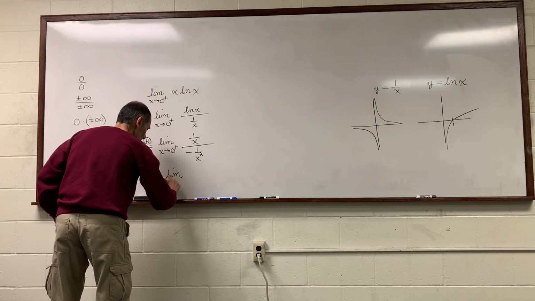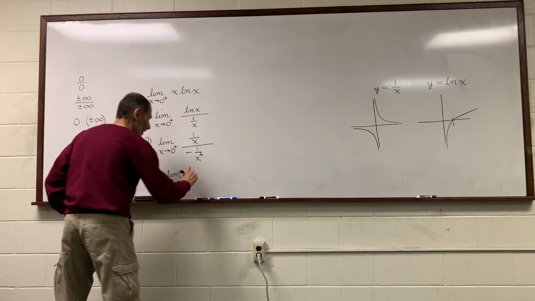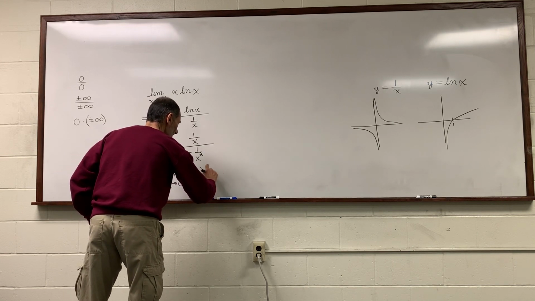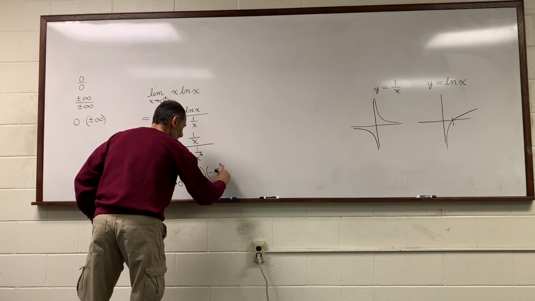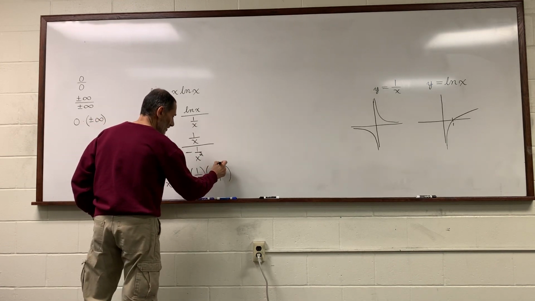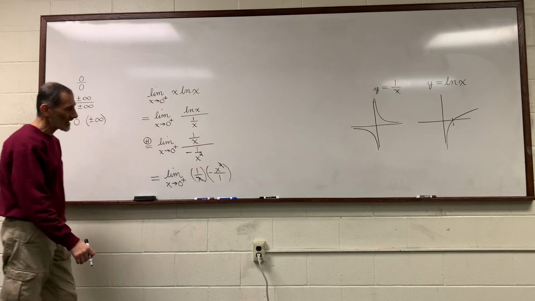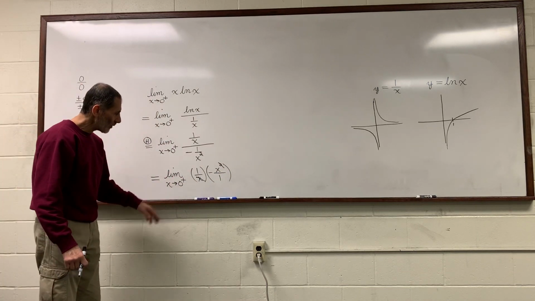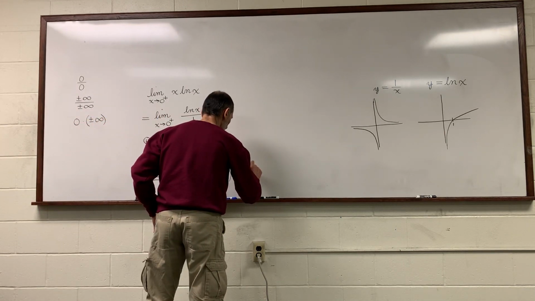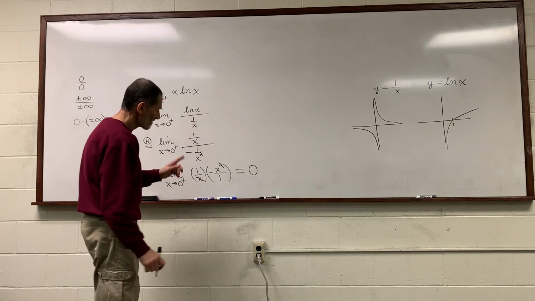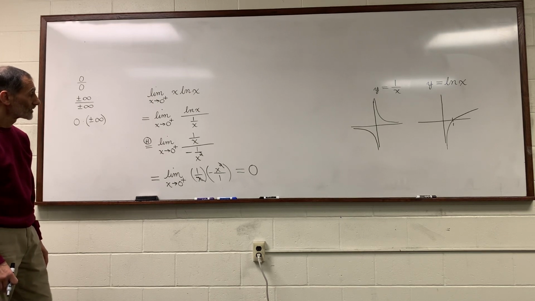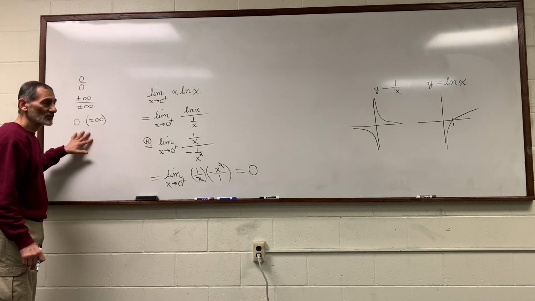So what I have here is, and this is not L'Hopital's rule, this is just algebraic simplification, the limit as x approaches 0 from the right of 1 over x times negative x squared over 1. So we have negative x. As x approaches 0 from the right, negative x also approaches 0. And there's our limit by L'Hopital's rule. Okay, so that is the indeterminate product.